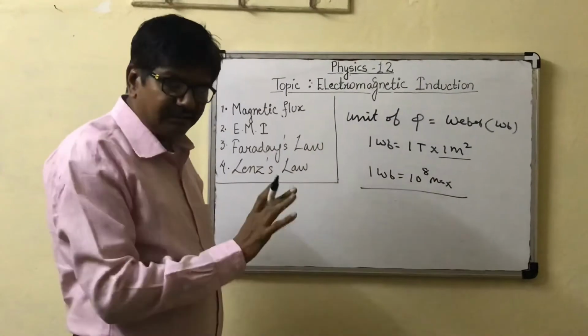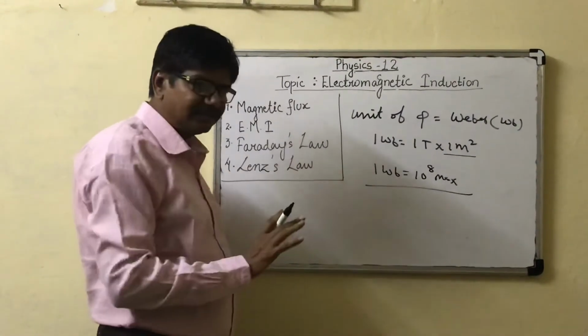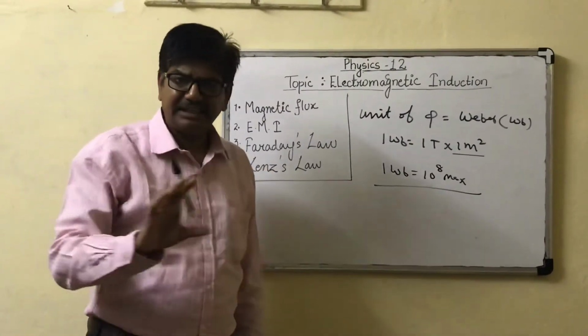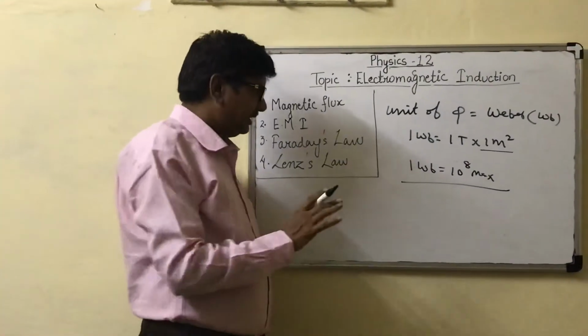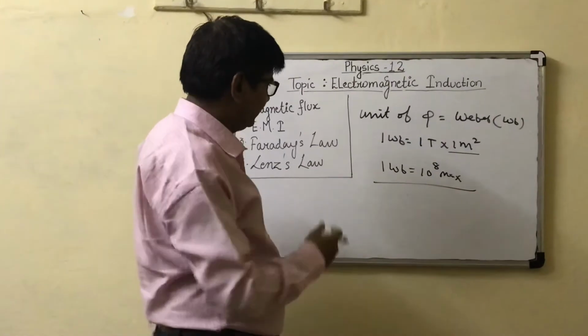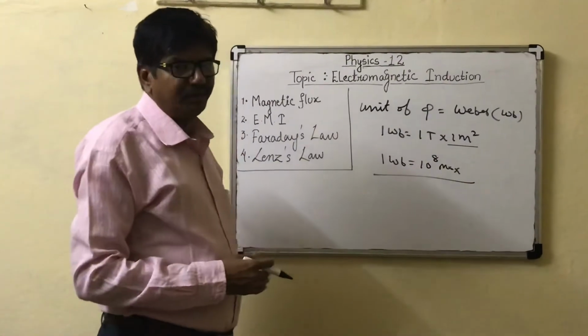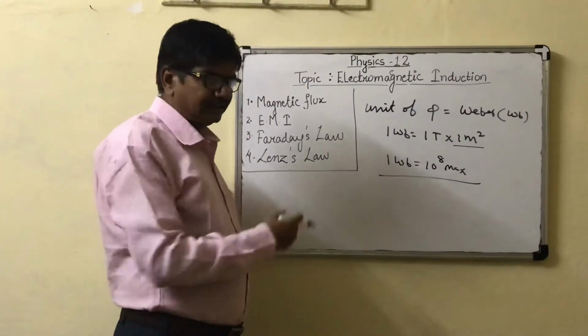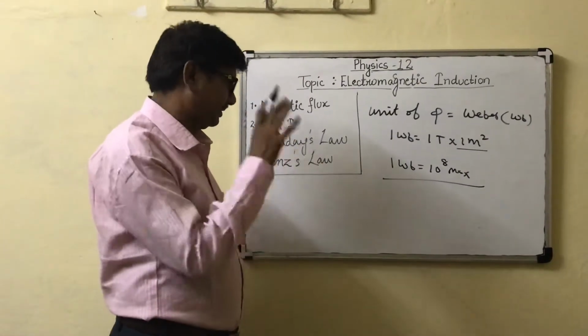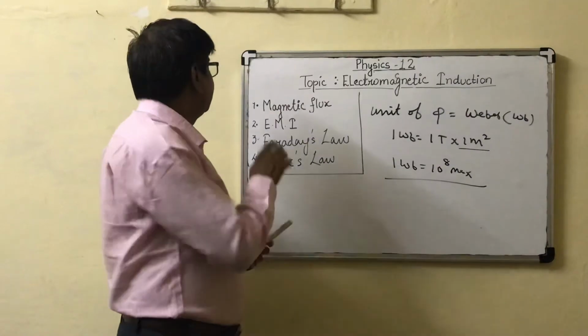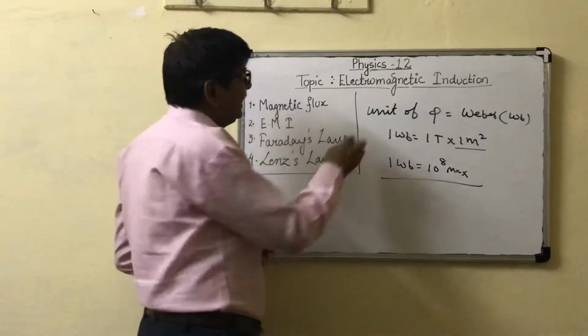So it is clear what magnetic flux is. The total number of magnetic lines passing normally through the surface is known as magnetic flux. It is also measured as the product of the component of magnetic field normal to the surface and the surface area. Now next topic, what is EMI?